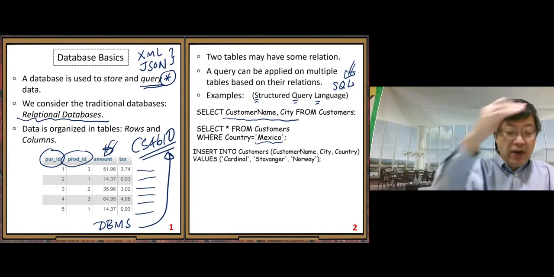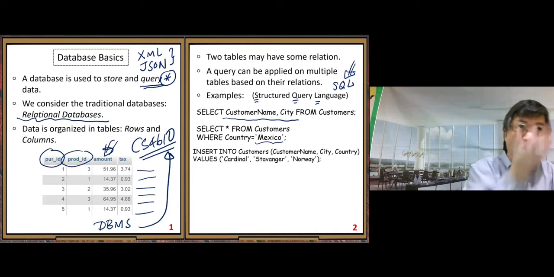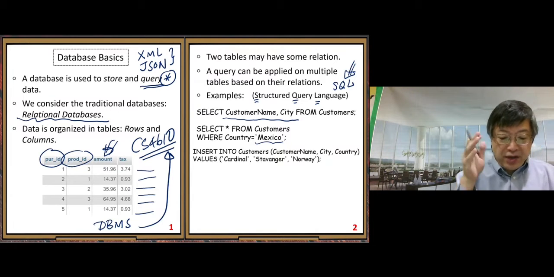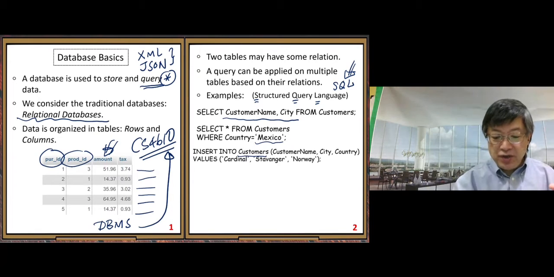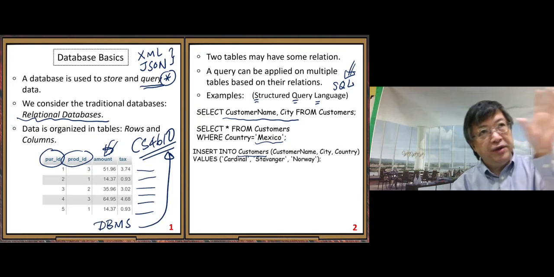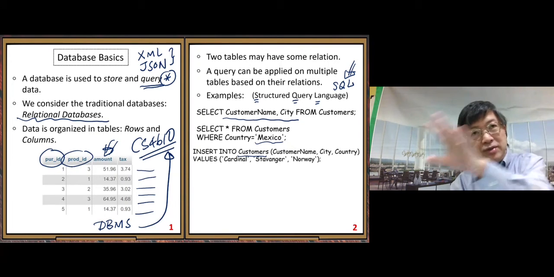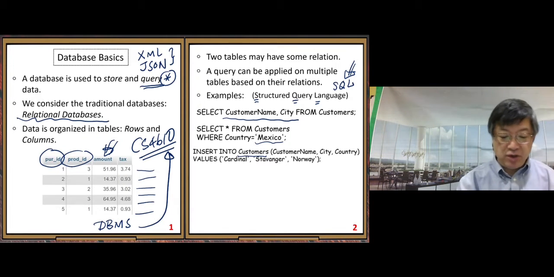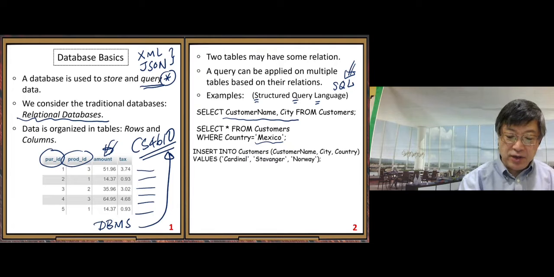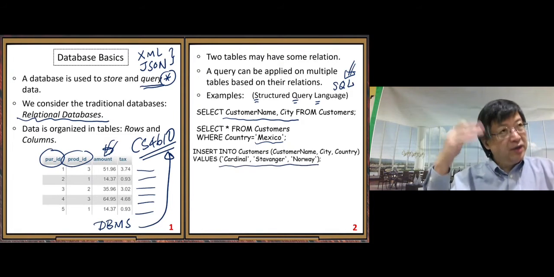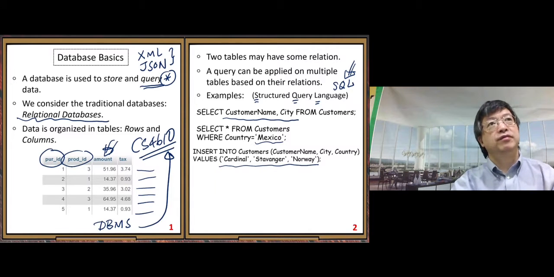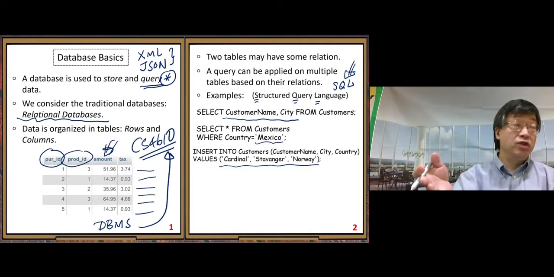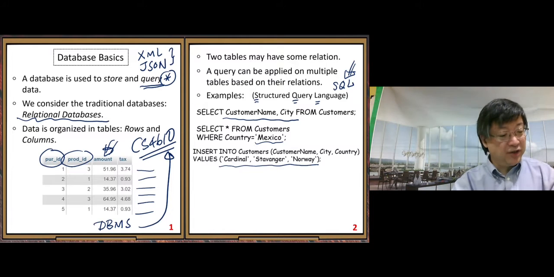Insert statement. When you want to add a new row into the table, you use the insert statement. Insert into the table name, customers, then parentheses. You need to specify the field names, the sequence of column names. And for each field, you specify a value. So the values corresponding to those fields. Pretty straightforward. So that's the insert statement.